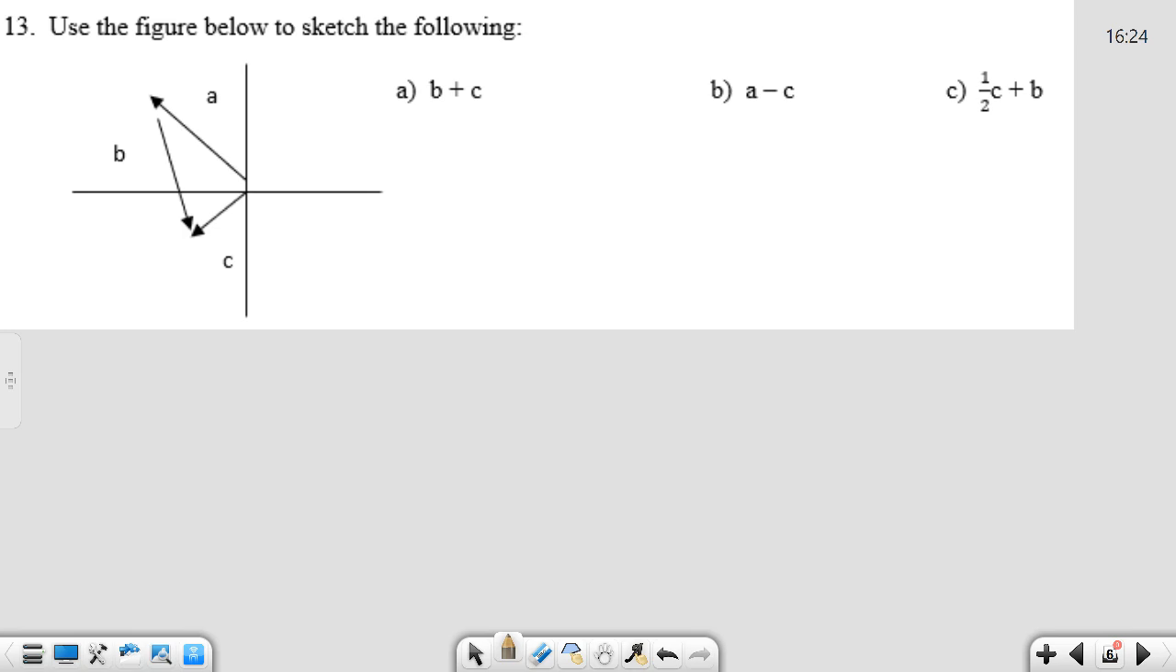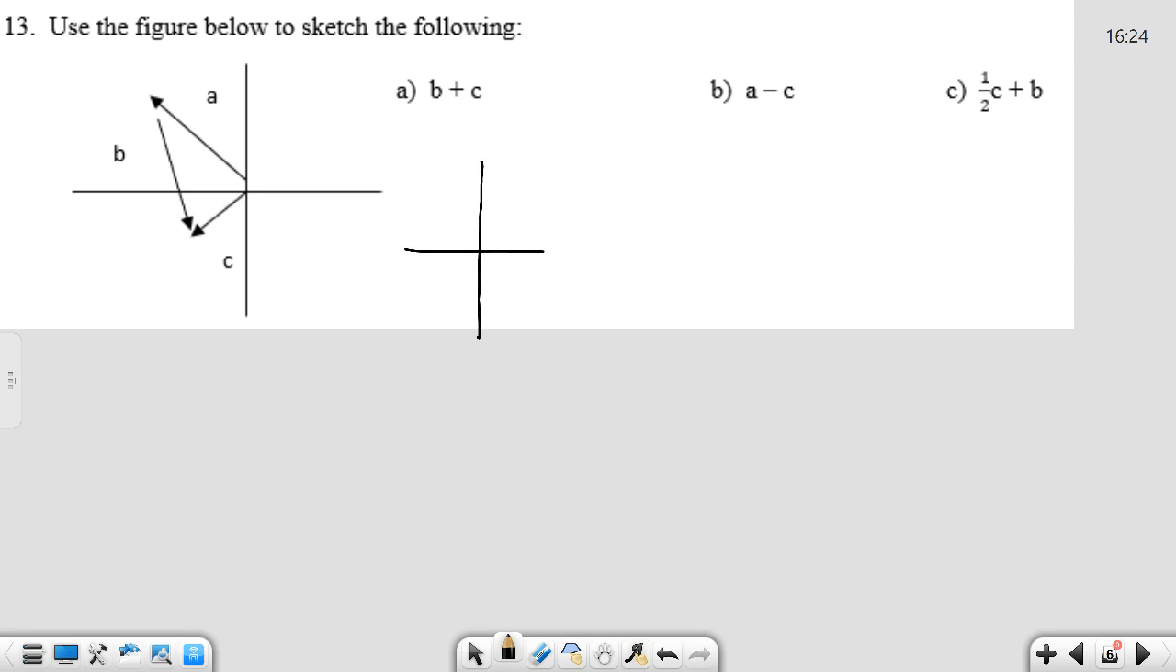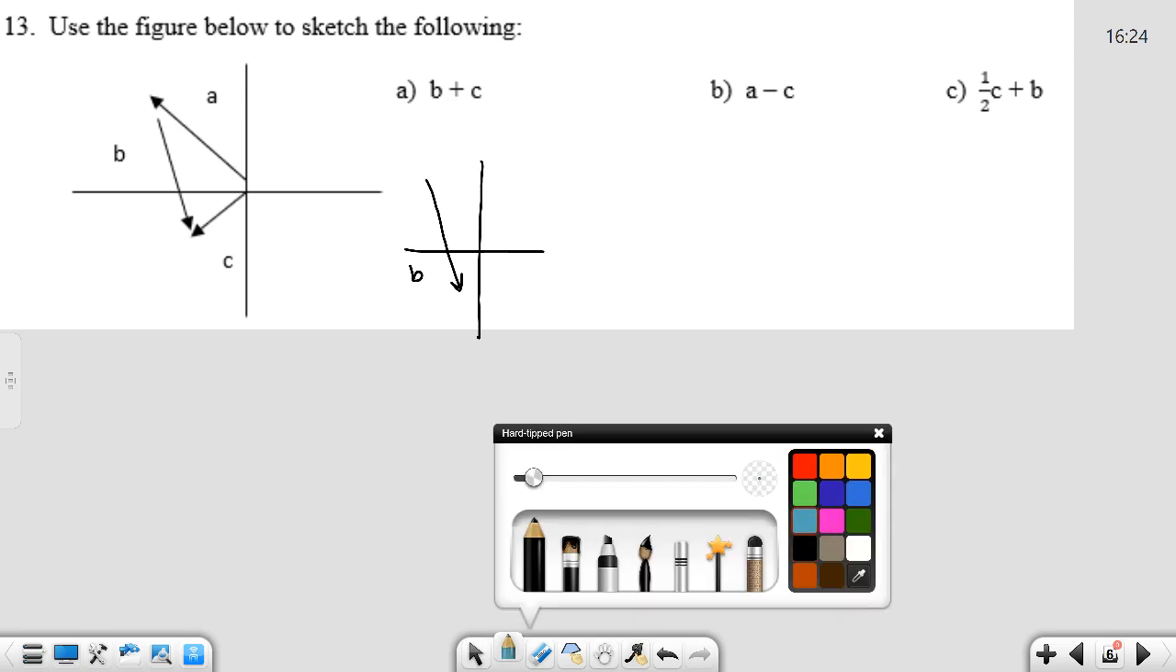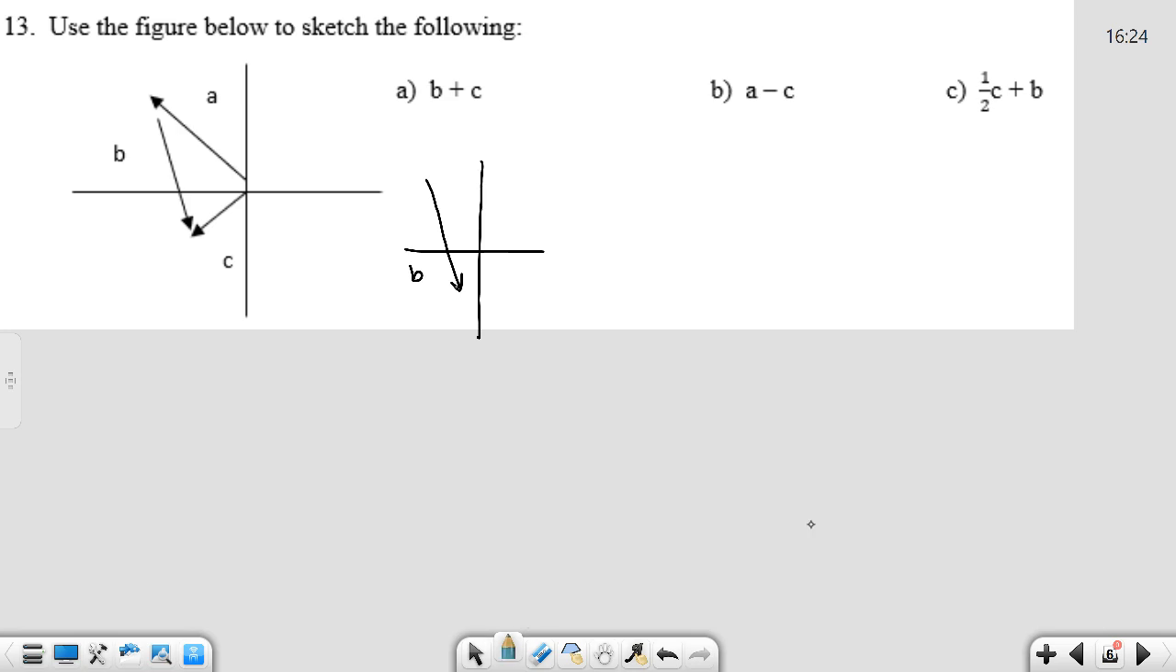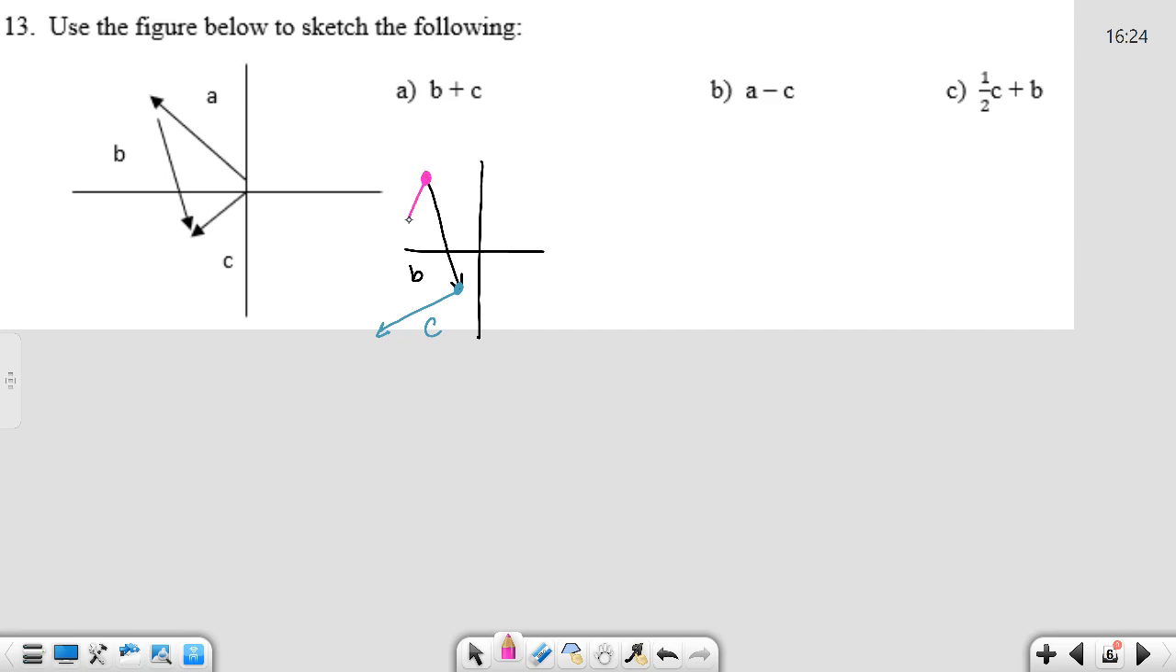So our first example is to sketch B plus C. Vector B travels down and to the left. Vector C, if I am adding vectors together, I have to start at the terminal or end of B and add C in the direction that it's drawn. Perfect. And the resultant is from the beginning of where I started to the very end.